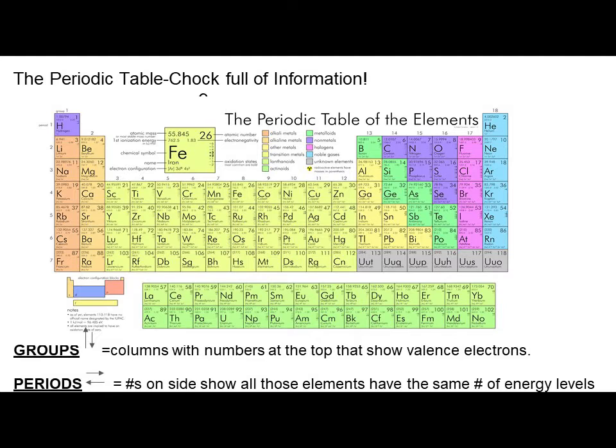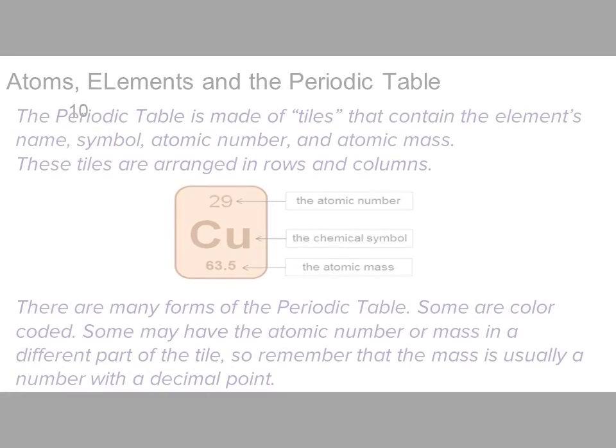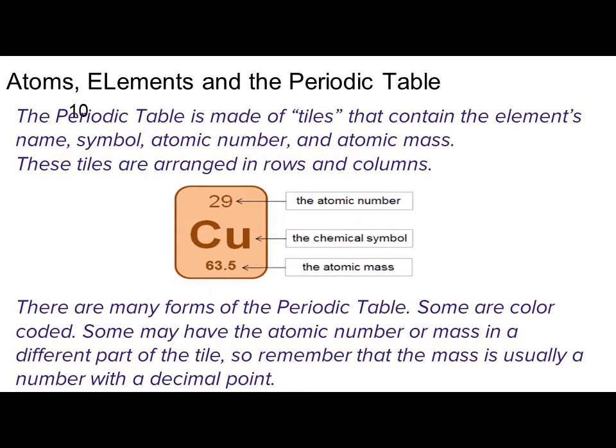Well, here we have a periodic table which was developed by Mendeleev, and as you can see, it has a lot of information. It breaks elements into groups and periods and puts this information on tiles where we can learn a lot about the individual elements. Let's take a closer look at the tiles. The periodic table, once again, is made of tiles that contain the element's name, symbol, atomic number, and atomic mass.